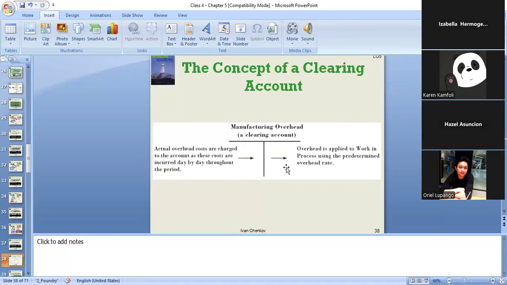What's going to happen at the end? Manufacturing overhead, we're going to check at the end of the period and we're going to see which one is more. Is it the actual more or the applied is more? On the debit side, always going to be the actual overhead during the period for which we paid. On the credit side, always going to be the overhead that we applied during the period.